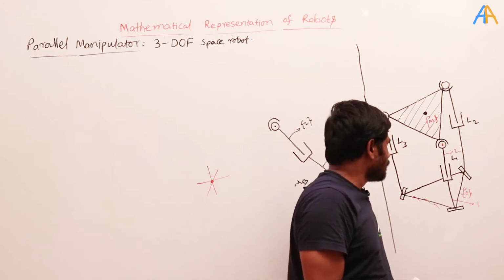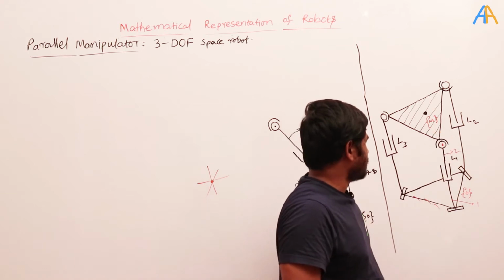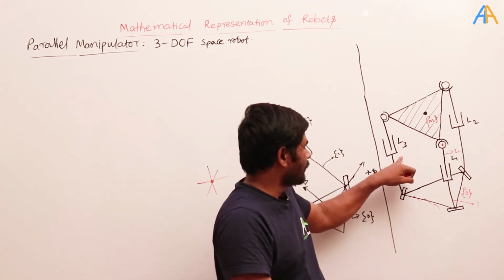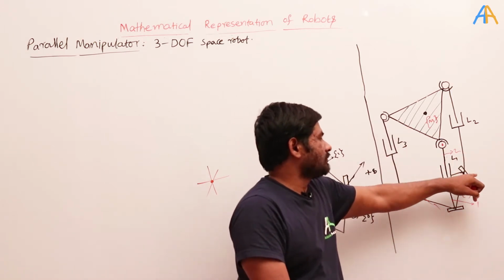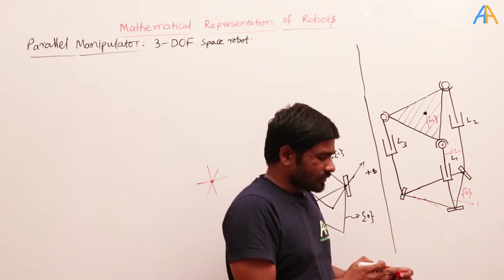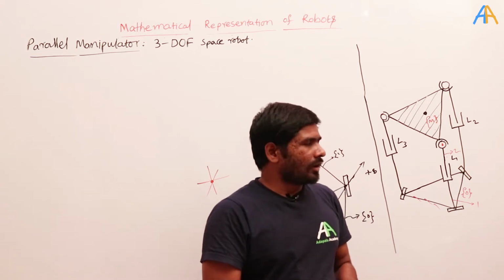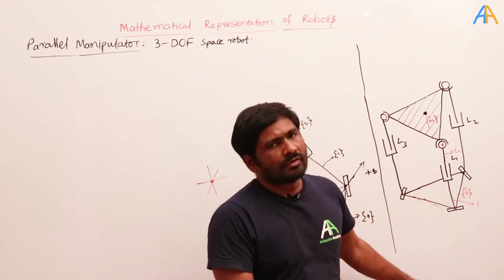In the same way all the links are connected. Here also a revolute joint, one more prismatic joint, and again a spherical joint. Even here also revolute, prismatic, and then spherical joint. So what is our ultimate aim? Our ultimate aim is to find the position vector on this platform.